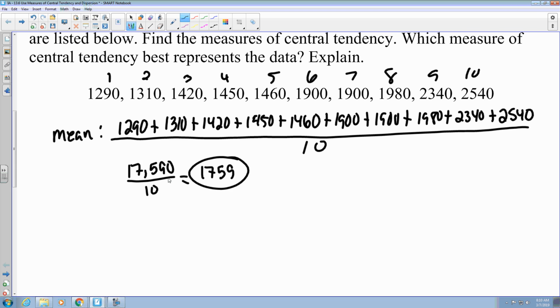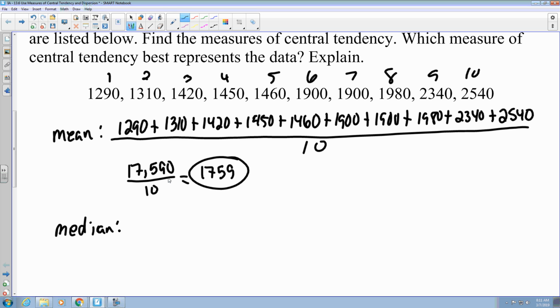So that's the first central tendency, the mean. Now we have to find the median. The first thing we look at is our data set listed from least to greatest, and in this case it appears to be so: 1290, 1310, 1420, 1450, 1460, 1900, 1900, 1980, 2340, 2540. So it's listed in order.